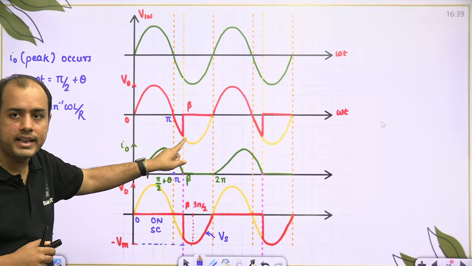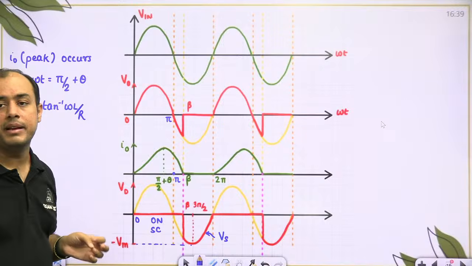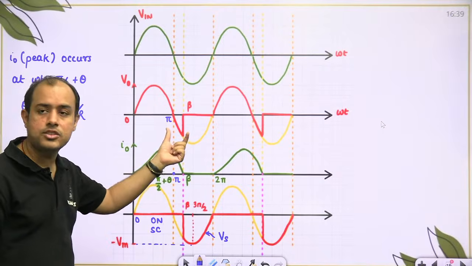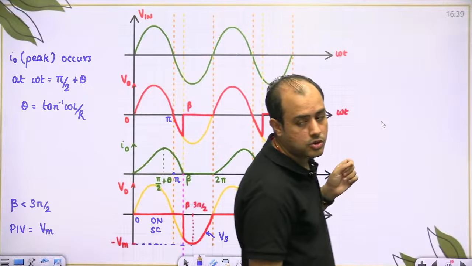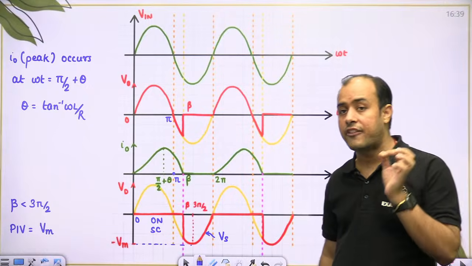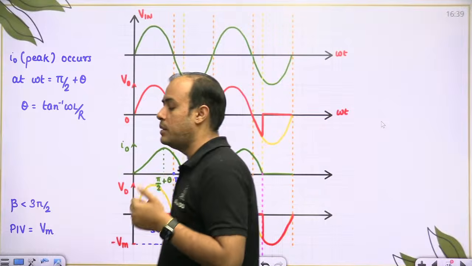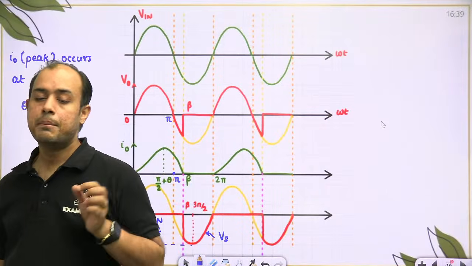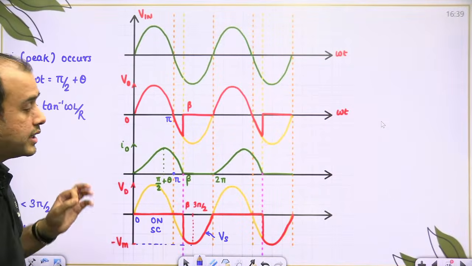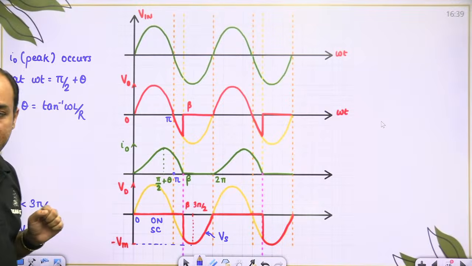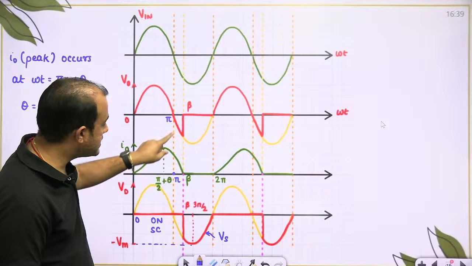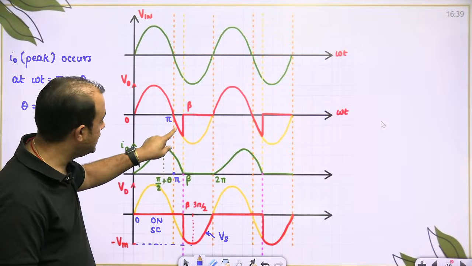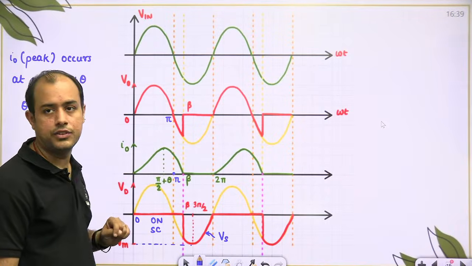So now if you see in the RL load beta, from pi to beta, V naught was becoming negative, and that is where your freewheeling diode will start to conduct. So it will start to conduct after pi when it will become forward bias. Pi के बाद conduction चालू करेगा जब ये forward bias हो जाता है. Now see this region beta. In this region current is positive but voltage is negative, है ना?